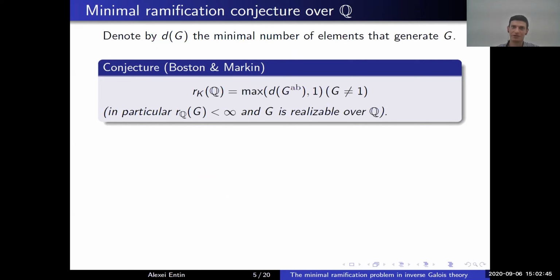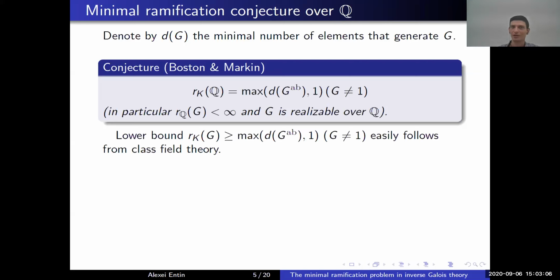So the minimal number of ramified places in a realization of G would be the maximum between 1 and the number of generators of the abelianization of G, provided G is not trivial. In particular, this implies the inverse Galois problem, but this is a stronger conjecture. And the lower bound here is easy to deduce from class field theory. This is how this expression was guessed: by having this lower bound and conjecturing that it is also attainable.